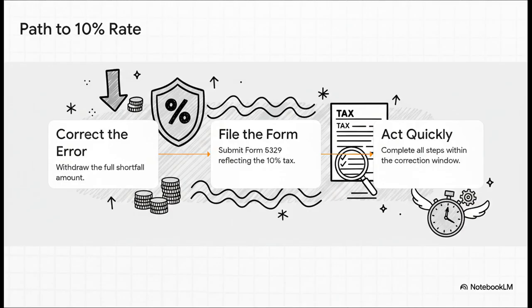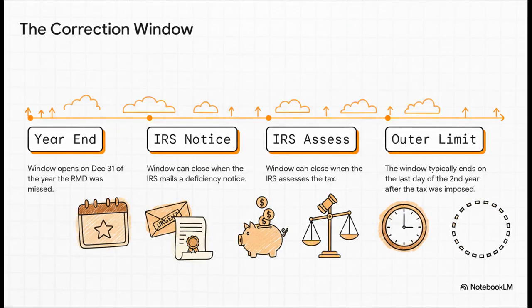Second, they have to submit a Form 5329 that reflects the 10% tax. And third, and this is key, they have to complete both of those things within a specific time frame called the correction window. So, what exactly is this correction window?